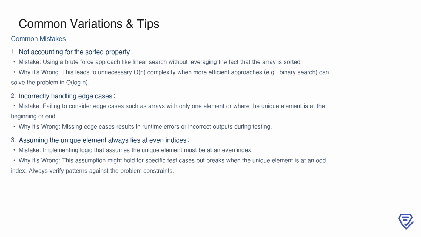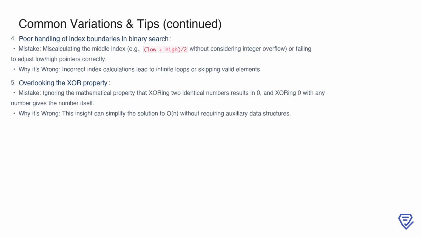Always verify your logic to ensure it's robust across all possible inputs. Now, let's address a few more common mistakes. Poor handling of index boundaries during binary search is a major issue. For example, if you calculate the middle index with (low + high) / 2 in languages where integers can overflow, you might encounter bugs. Similarly, if you don't adjust the low and high pointers correctly, you could end up in an infinite loop or skip valid elements.